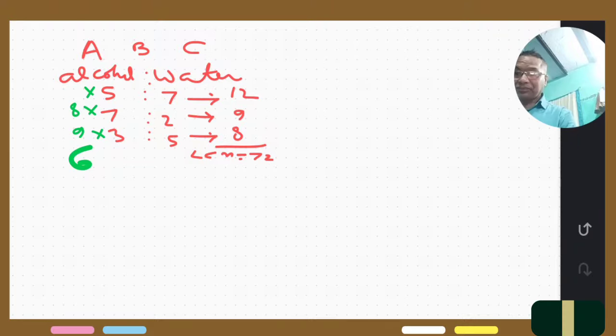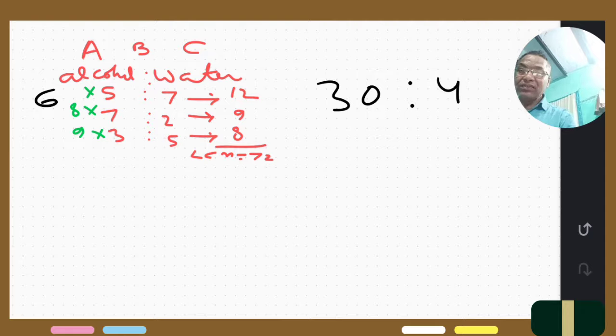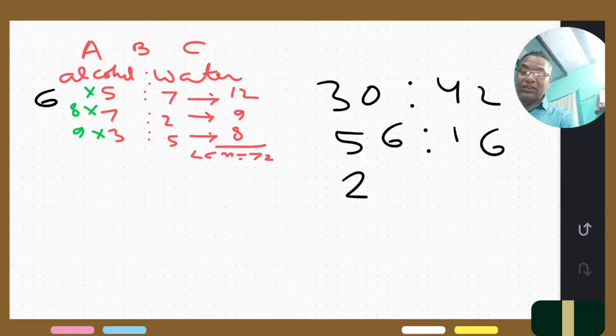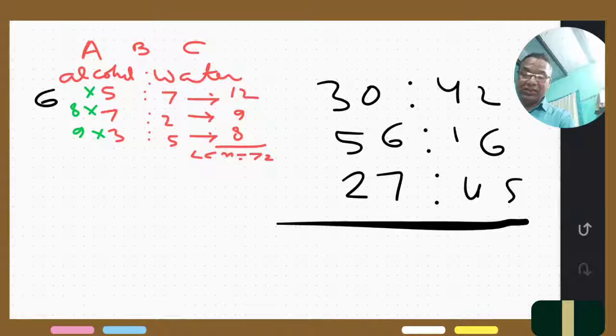Here in the first the multiplier was 6. So 6 5s are 30 and 6 7s are 42. In the second, 8 7s are 56 and 8 2s are 16, and 9 3s are 27 and 9 5s are 45. Just add all three.